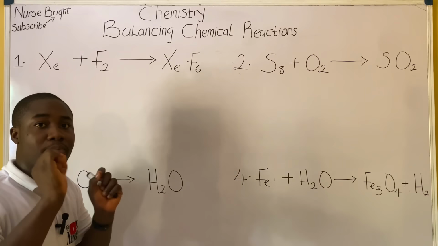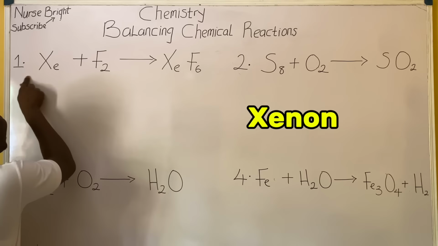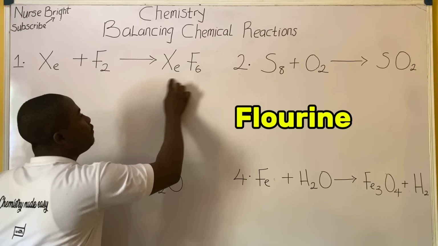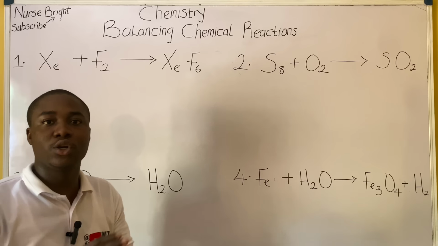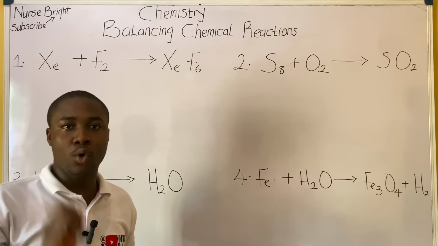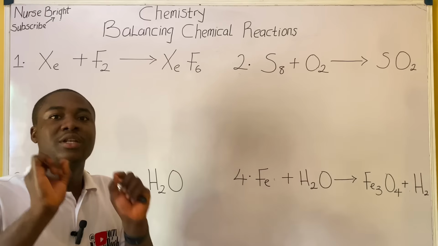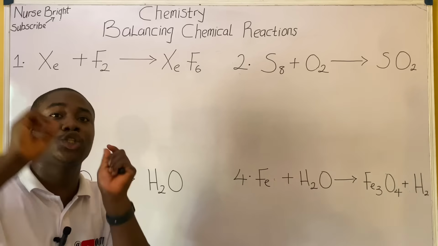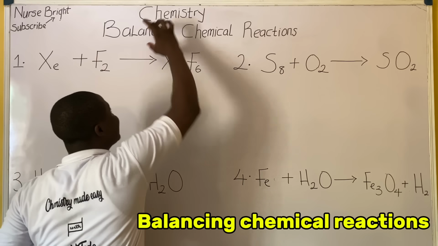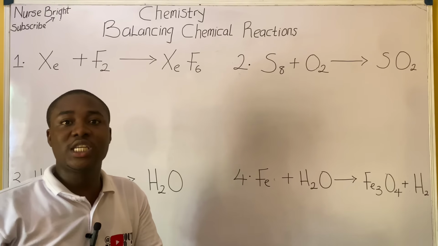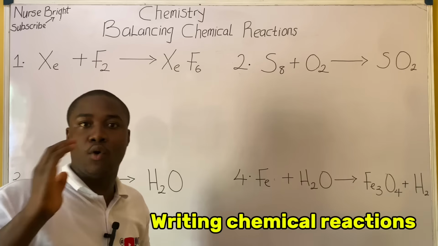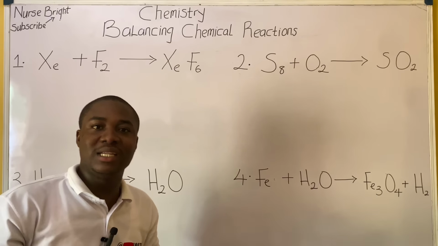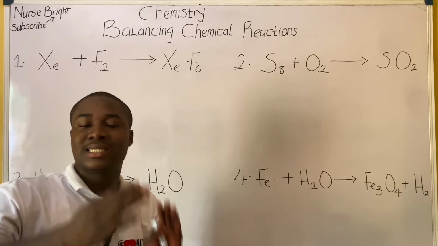It is a reaction between an element called xenon reacting with another element which is called fluorine to give me this product. Now, balancing this reaction is so easy. So just watch closely. You can see that this video lesson is focusing strictly on how to balance chemical reactions. It is not focusing on how to write chemical reactions. So how all of these were written, they are all simple as well. But in this video, we are learning how to balance reactions.